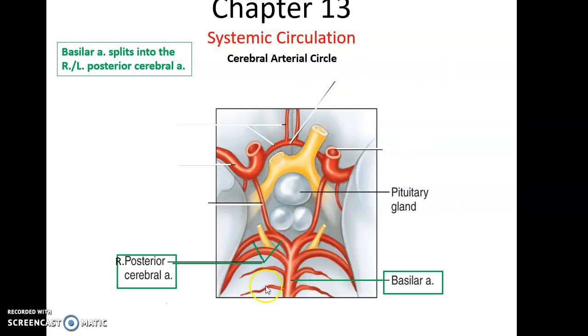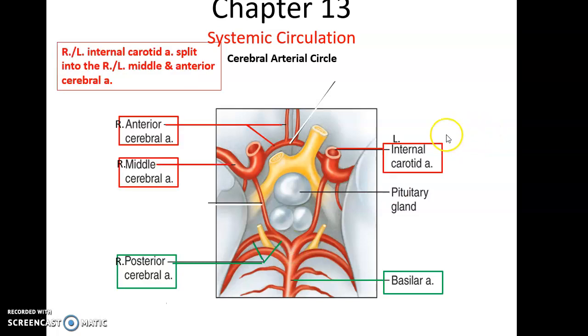All right, so again, the basilar artery arrives and splits into the right and left posterior cerebral arteries. Surprise, surprise, the posterior cerebral arteries carry blood to the back of the cerebrum. Then we have the internal carotid arteries. They split into the anterior cerebral arteries and the middle cerebral arteries. And surprise, surprise, those are carrying blood to the anterior and middle regions of the cerebrum.